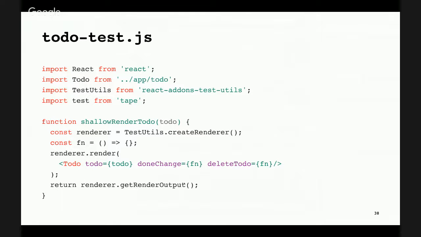What that's going to do is give us a massive JavaScript object that represents what would have been rendered to the screen. I should add, with this whole createRenderer and getRenderOutput, you tend to abstract that into a function that you will call, so you only have this code once.